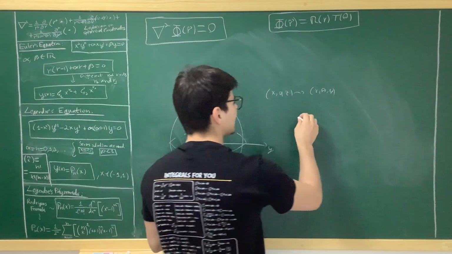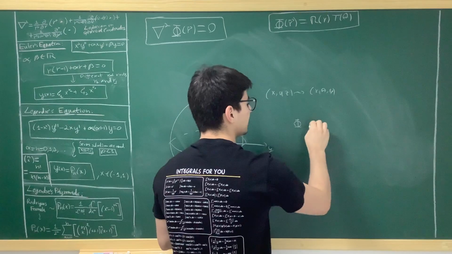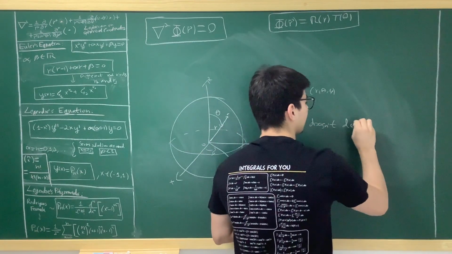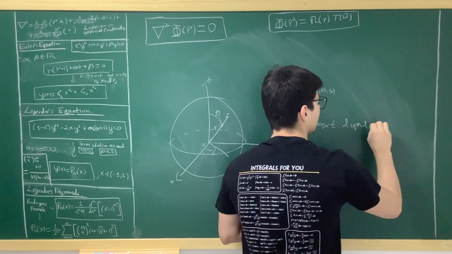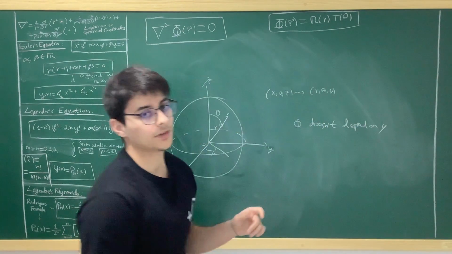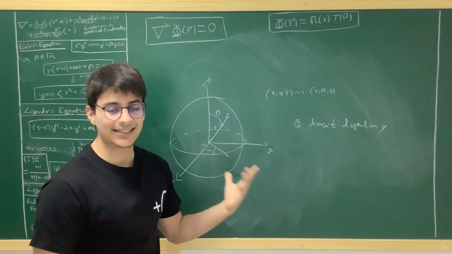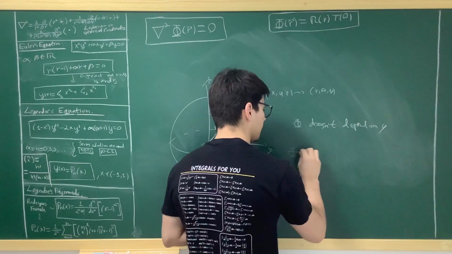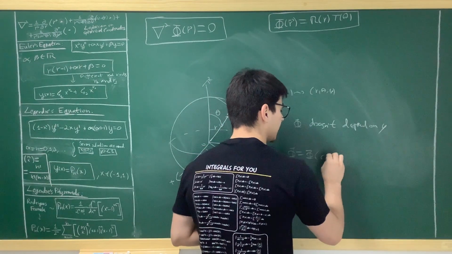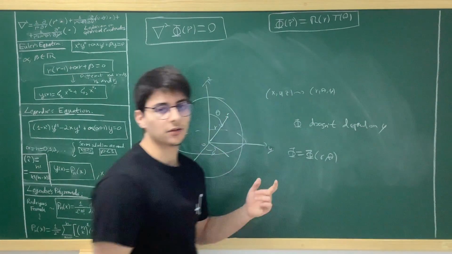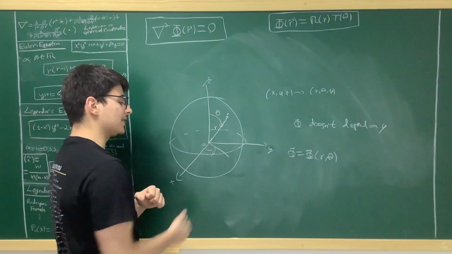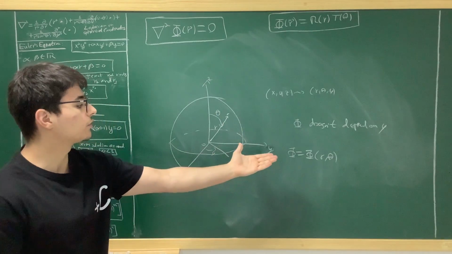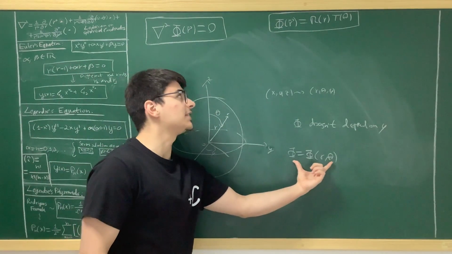So what we're going to assume is that the potential doesn't depend on little phi. That is what we call axial symmetry. In that case, we can write that the potential is just a function of the radius and the azimuthal angle theta. So this is what we want to look for. We want to look for solutions of this type.